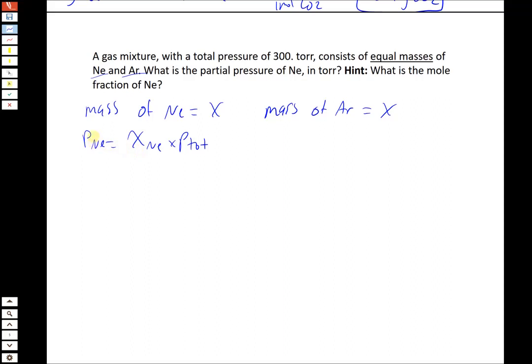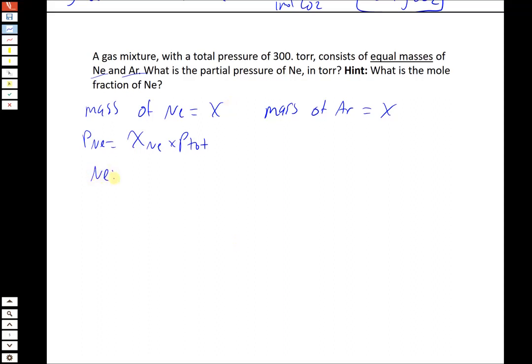So if you want to find the partial pressure of one gas in a mixture, you find its mole fraction, which is the moles of that gas over total moles, multiplied by the total pressure. So that's what we're going to do here. Now we don't have real numbers for masses, but they're equal, so we can just assume whatever we want. We could do it algebraically, just use a variable x for mass, or alternatively, let's just assume a mass that's going to be convenient for us.